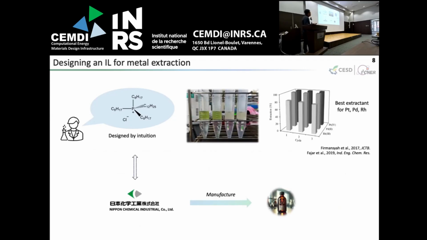Several years ago, this is how we designed new ionic liquids. It was purely based on our intuition. Out of nowhere, we came up with this structure that we believed would be very good for metal extraction. Then we synthesized it in the lab and tested the performance, and it turned out to be very good. At the time, it was the best extractant for platinum, palladium, and rhodium. We even made an agreement with a chemical company in Japan to manufacture this chemical, and now you can find this ionic liquid on the market.